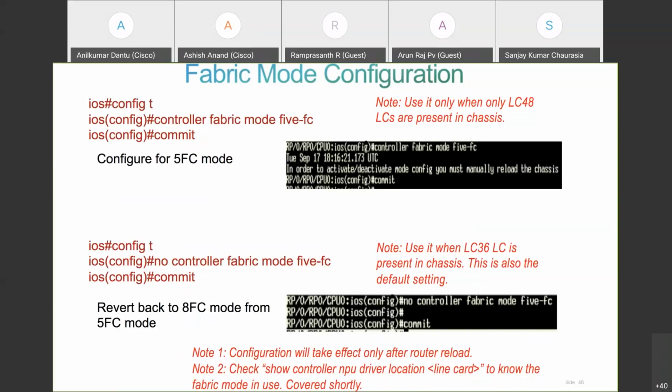So as I mentioned, you will lose redundancy in case you are not changing the modes. With the 48 x 100 gig cards, your system is good enough to handle full line rate of all the cards installed on the chassis with just 5 fabric cards. In such a scenario, you are good with 5 fabric cards. But in case you want to install a 36 x 400 gig card, make sure your system is running in 8 fabric card mode, which is default. Thanks, man.